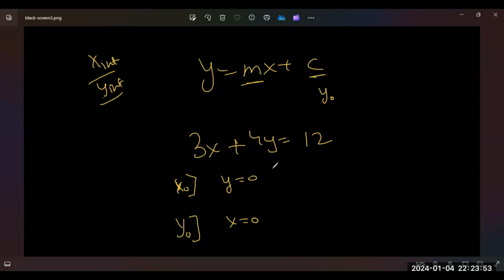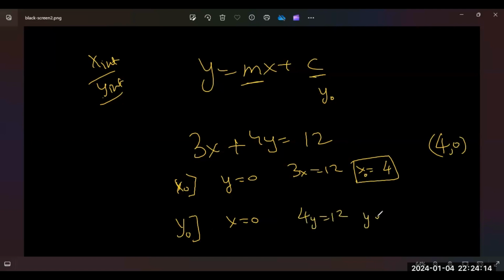So when you put y as 0, what happens? 3x becomes 12, x becomes 4. So x naught represents the x-intercept, which is 4. Means it passes through the point (4, 0). And the y-intercept, how do you find? Put x as 0. So when you put x as 0, it becomes 4y equals 12. So y naught becomes 12 by 4, which is 3. So it passes through the point (0, 3).